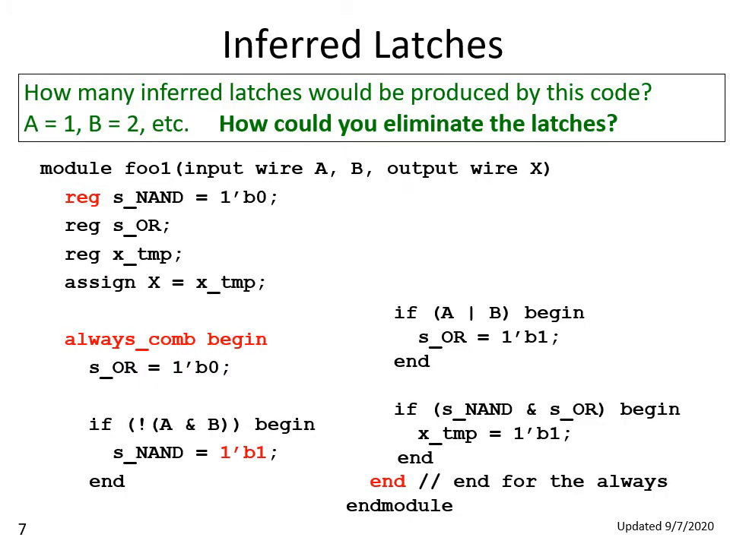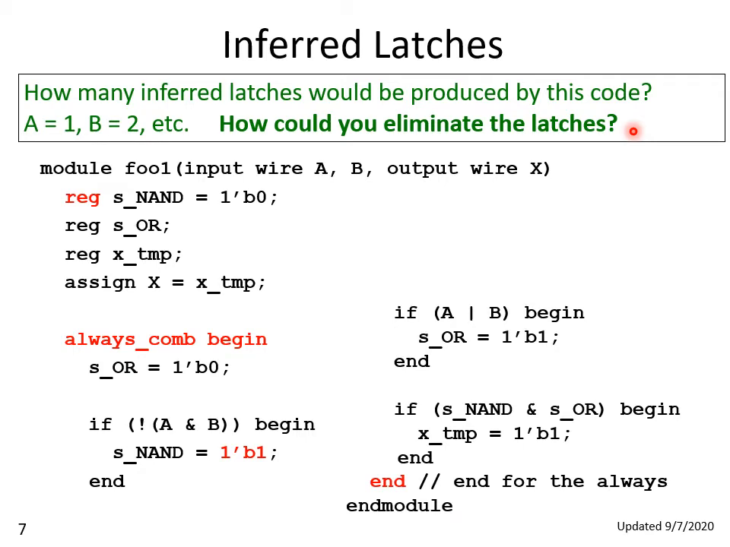Here is an example of some code. It's really overly verbose code. This function could be written much more compactly, but it illustrates some ways that latches can occur in the code, perhaps in unexpected ways. So I would like you to take a look at this code and think about how many inferred latches would be produced. I suggest you pause the video, think about your answer, and then I will give you an answer and explain it. So pause now.